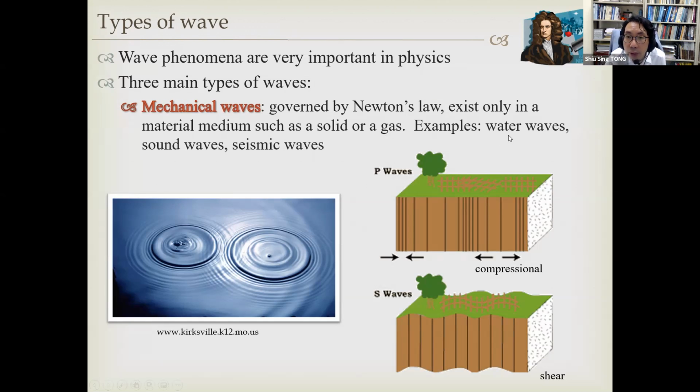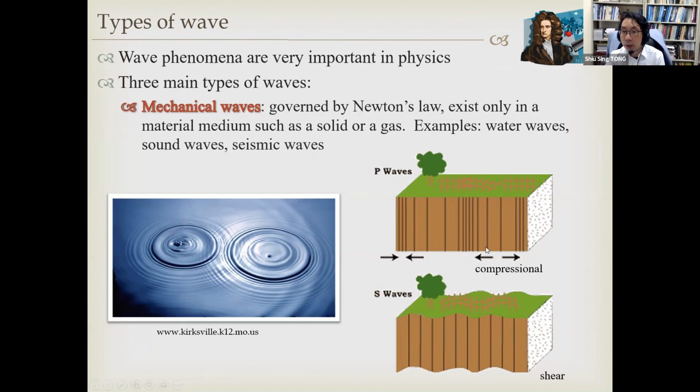Examples of those waves are water waves. For example, if you throw a stone onto a pond, then you can see on the surface you have ripples extending outwards, and they are surface waves. And you have sound waves. Sound wave is just the longitudinal wave due to the vibration of air molecules. And you also have seismic waves. For example, during an earthquake, there may be a wave propagating along the surface of the earth.